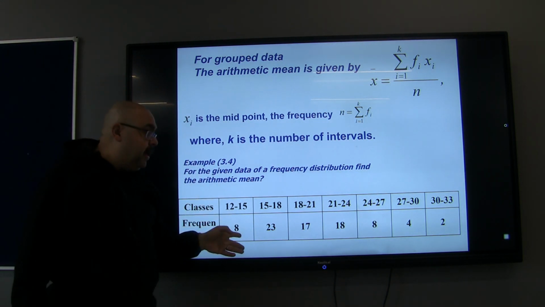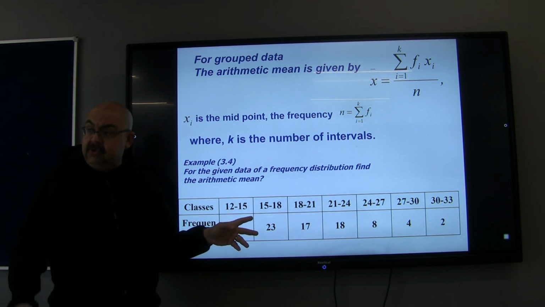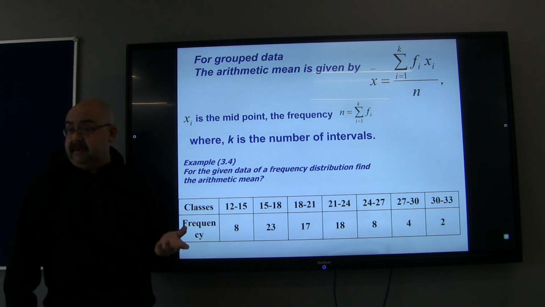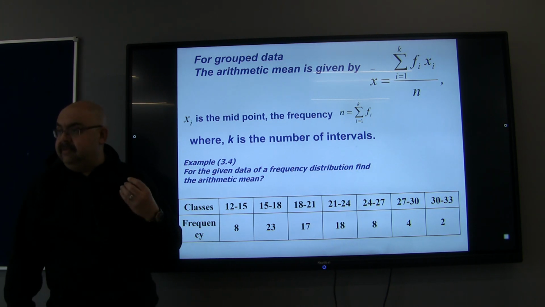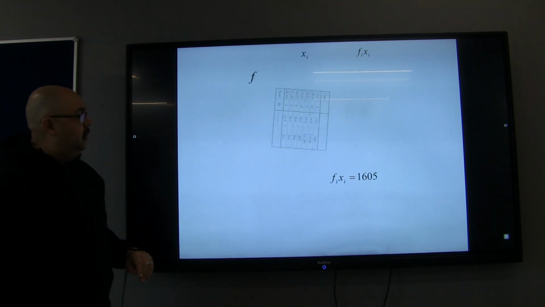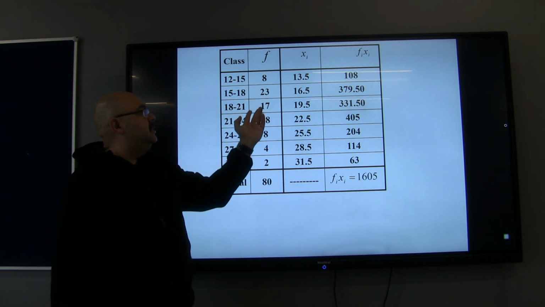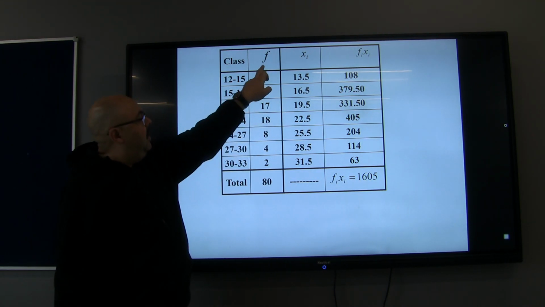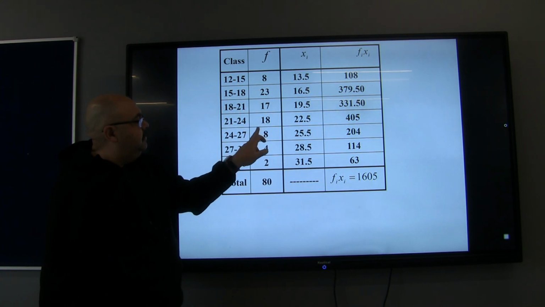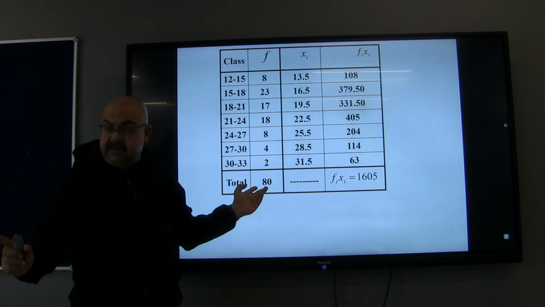Okay, for the same problem that we already went through in mid-range, I want to evaluate the arithmetic mean. So first of all, I will have to find xi, which represents the class mark, or the middle value in each of these classes. These are the classes against the frequencies. First step, I will have to collect all of these data. So 8 plus 23 plus 17 plus 18 plus 8, and so on. It's going to come up to 80. So this is n, the sum of frequencies.